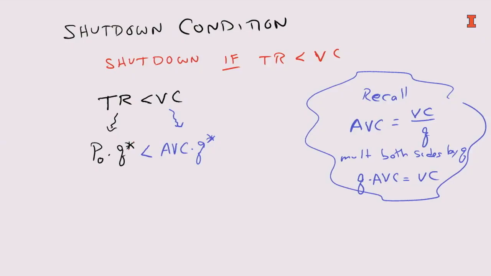So let's just knock that out, and that means I can rewrite this as price less than average variable cost. Price less than average variable cost would indicate that you should shut down if price is less than average variable cost. Okay, so let's see if we can graph that. I'm going to put a picture up here and redraw these graphs.